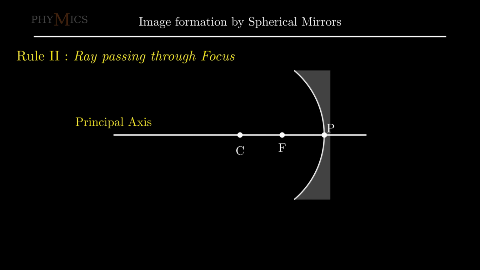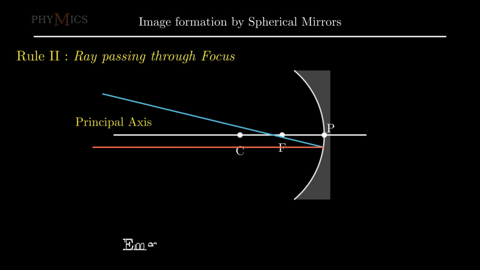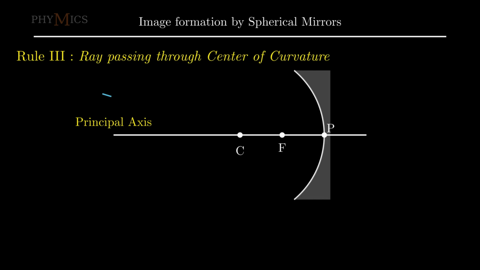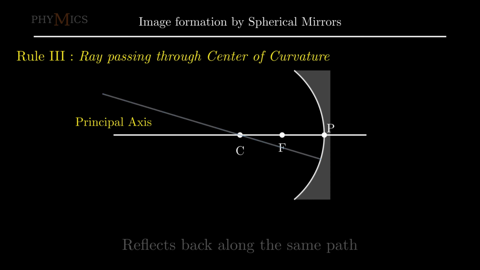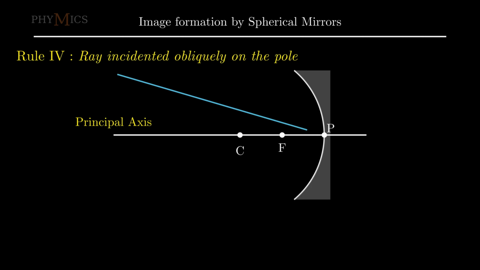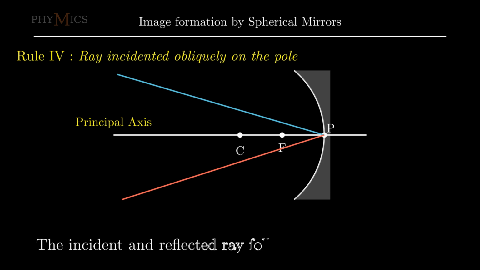Rule 2 states that light rays that pass through the focus emerge parallel to the principal axis after reflection from the mirror. According to rule 3, a light ray that passes through the center of curvature reflects back or retraces its original path. Rule 4 states that when a light ray is obliquely incident on the pole, the light ray follows the laws of reflection.